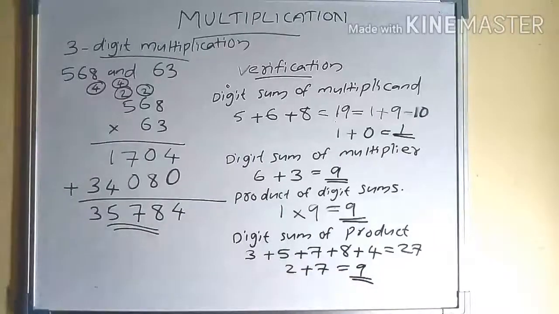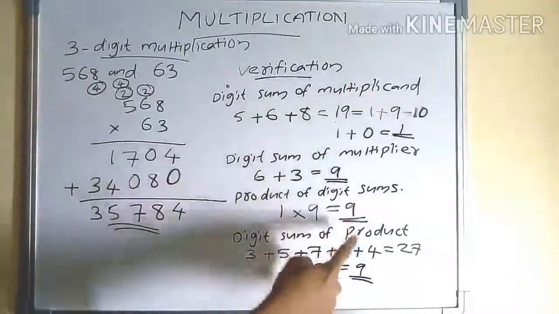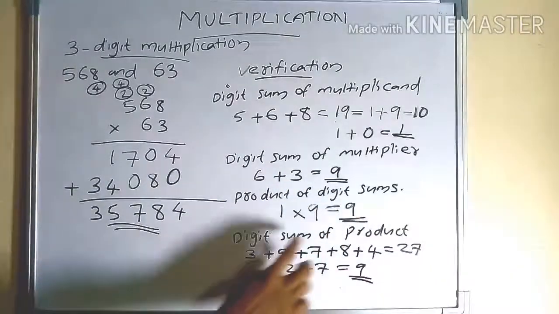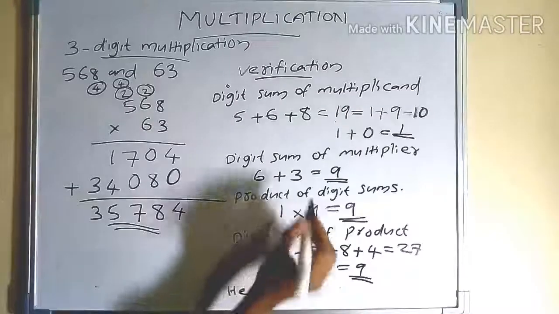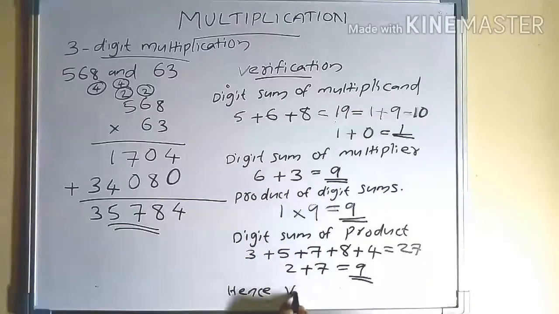So, with the answers, the product of digit sums is equal to 9 and the digit sum of the product is equal to 9. So, these answers are the same. So, hence it is verified. That is, the product of digit sums is equal to the digit sum of the product. Hence it is verified. Okay.